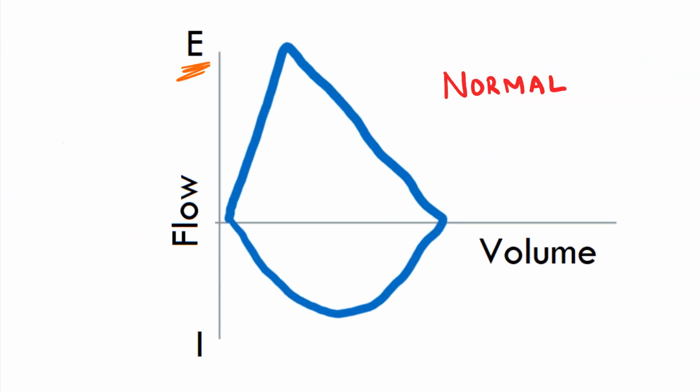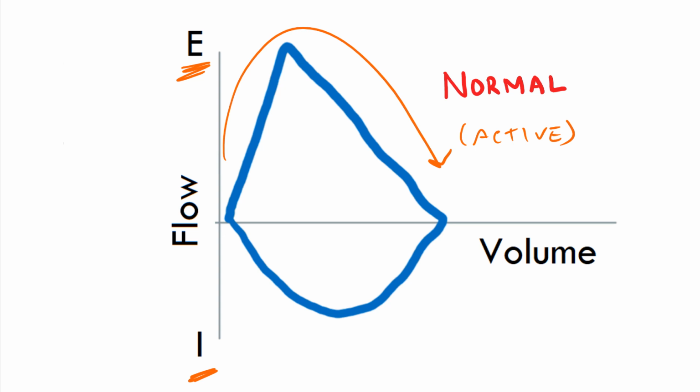Now, I'm not saying that flow volume loops on a ventilator are equivalent to those you find on spirometry or a PFT. The reason is that exhalation on a ventilator is passive, whereas on spirometry it is very active. The patient is asked to force an exhalation.